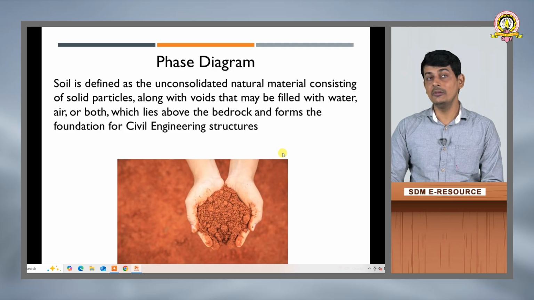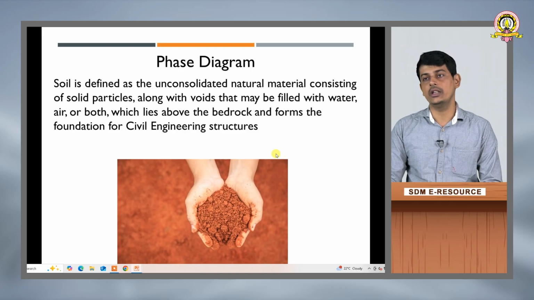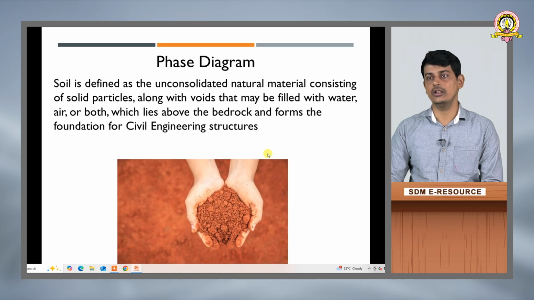In a simple civil engineering way, soil is defined as the unconsolidated natural material consisting of solid particles along with voids that may be filled with water, air or both, which lies above the bedrock and forms the foundation for civil engineering structures. This definition holds good in civil engineering aspects.